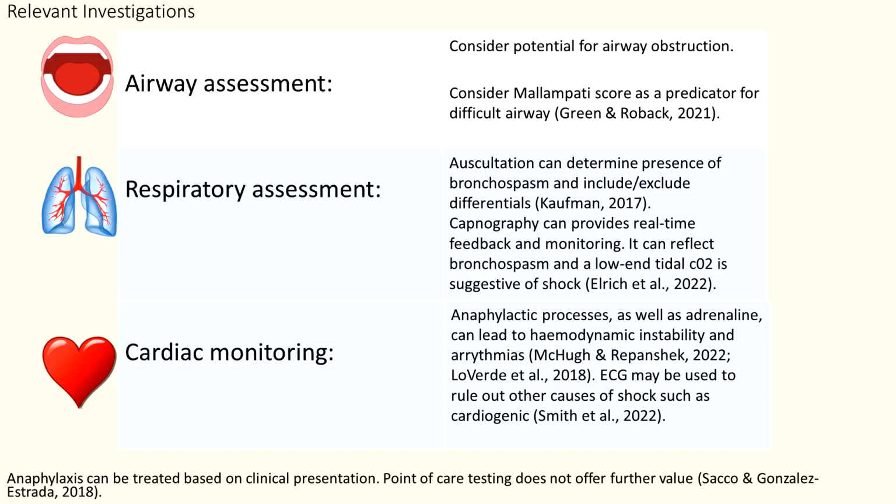As part of the respiratory assessment, auscultation can determine the presence of bronchospasm and include and exclude differentials. For instance, the causes of tachypnea, whether it's as a result of shock, that bronchospasm, potentially even both. Capnography can provide real-time feedback and monitoring. It can reflect bronchospasm, and a low end-tidal CO2 is also suggestive of shock.